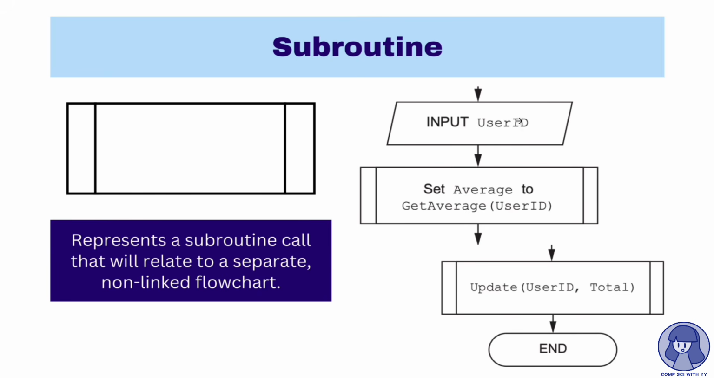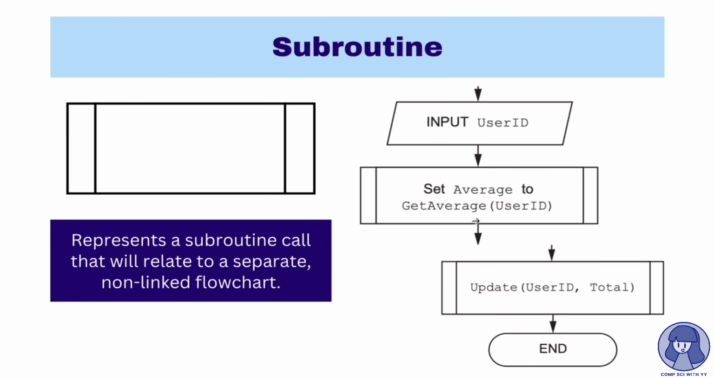Okay, so I put 2 examples here. In this one, the user has to input a value that is stored into this variable user ID, and then the contents of this is passed into a subroutine called getAverage, and then the results of this subroutine will be stored inside of this variable called average.